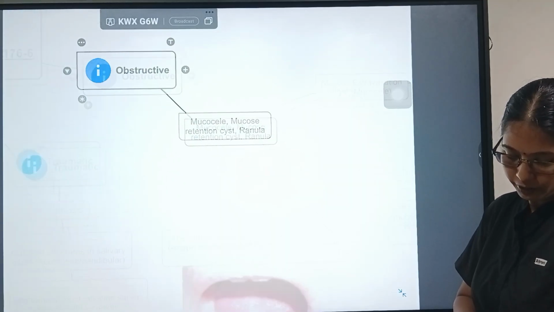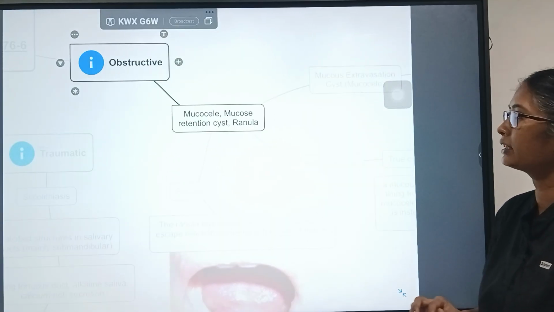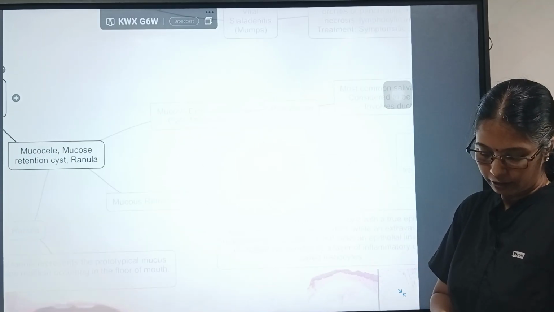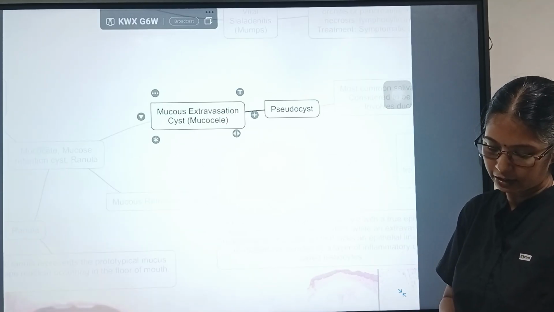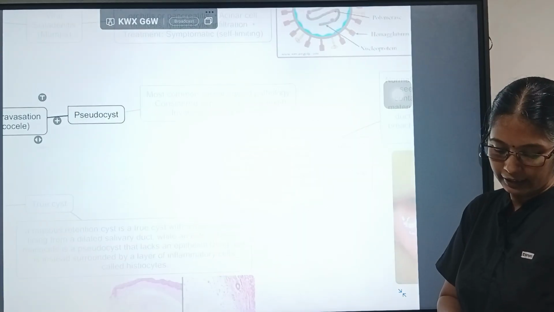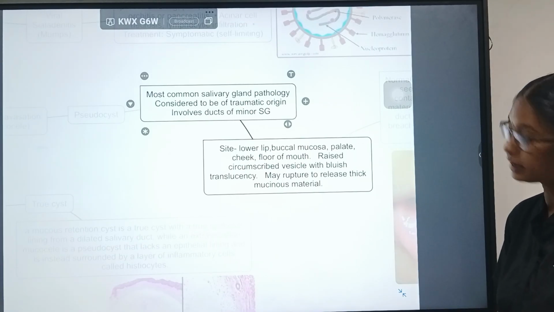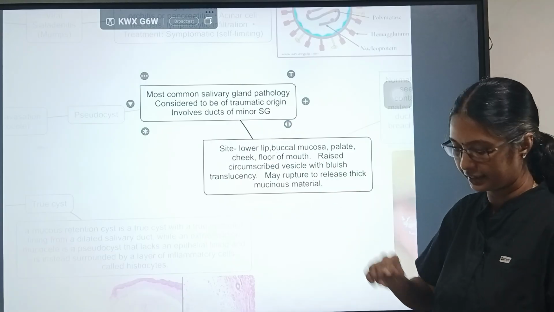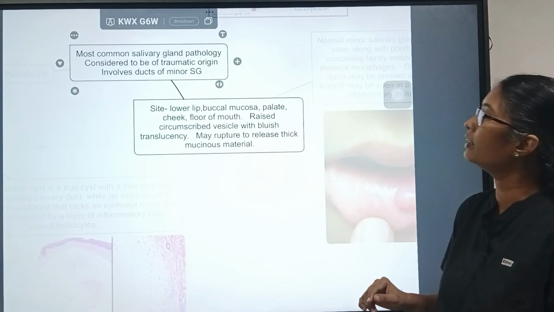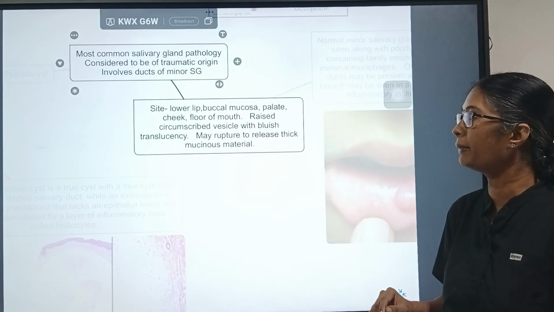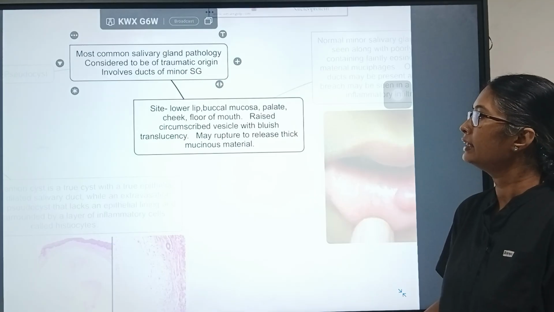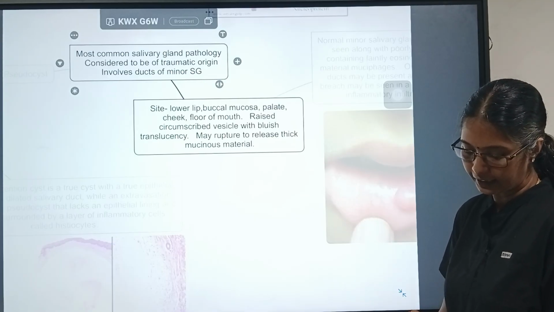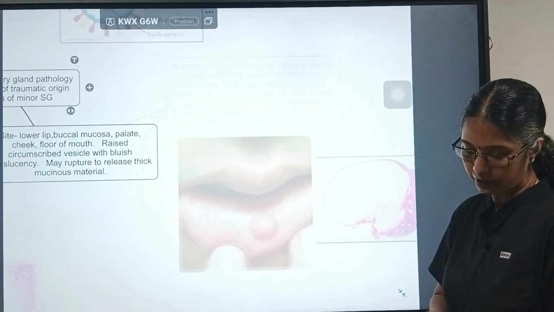And when we talk about the obstructive lesions, these are mucocele, mucus retention cyst and ranula. Mucous extravasation cyst, that is mucocele, is a pseudocyst. It is the most common salivary pathology, considered to be of traumatic origin, and involves the ducts of minor salivary glands. Most involved sites are the lower lip, buccal mucosa, palate, cheek and floor of mouth. It has a raised circumscribed vesicle with bluish transparent translucency and may rupture to release thick mucinous material.